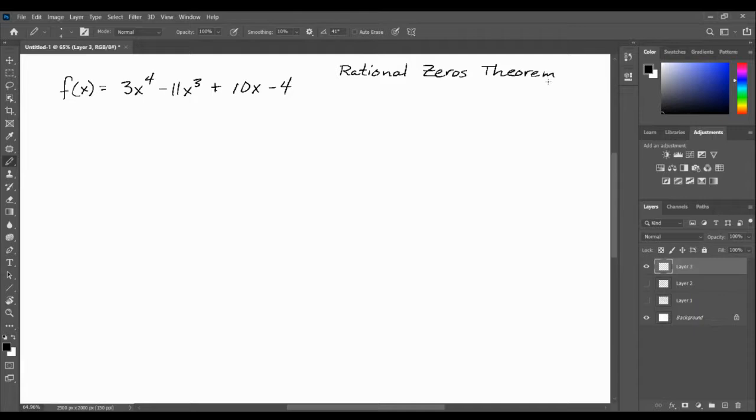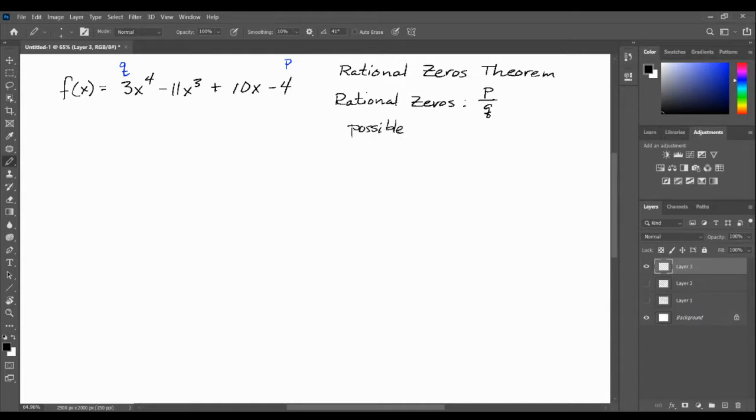So what we need to do, and I'm going to say that I'm going to call this term P and this term Q. So the rational zeros theorem tells me that rational zeros of this particular polynomial are of the form P over Q, where P are factors of this constant and Q are factors of the leading coefficient.